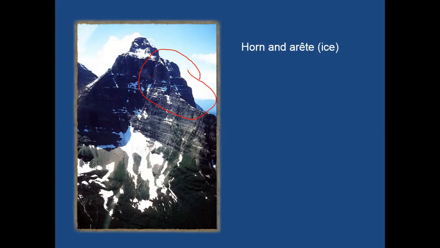And so an arête is where you have a glacier on two sides, and so it's going to create a formation that looks kind of more like this. And then a horn has glaciers on three sides, and so we get something that looks a little bit more like a pyramid.